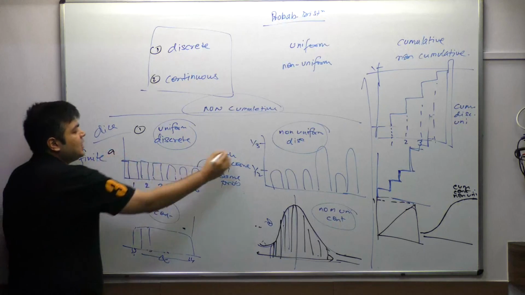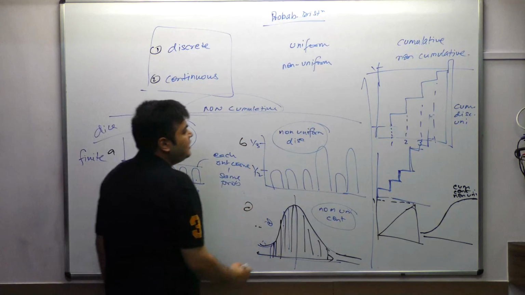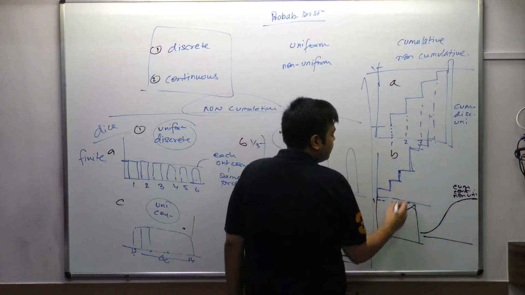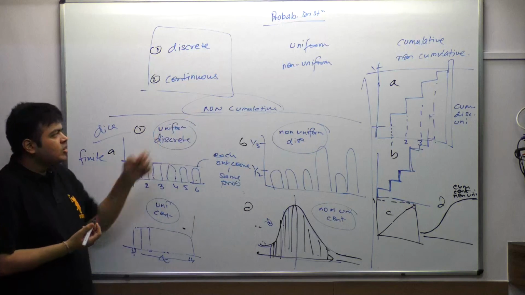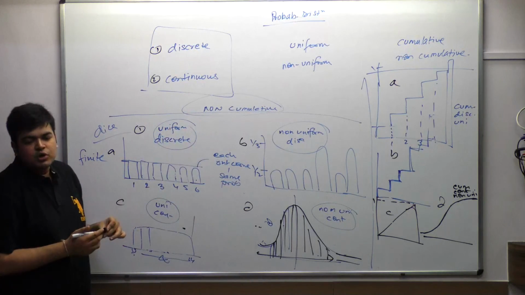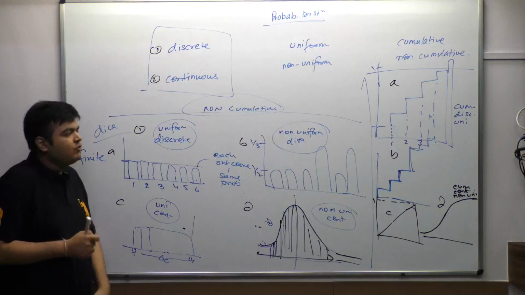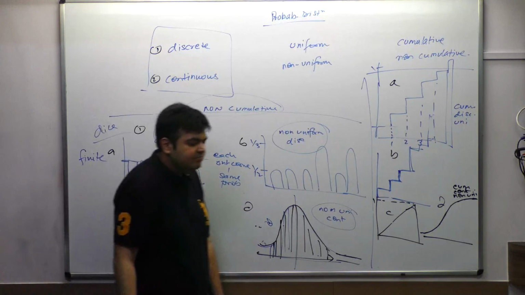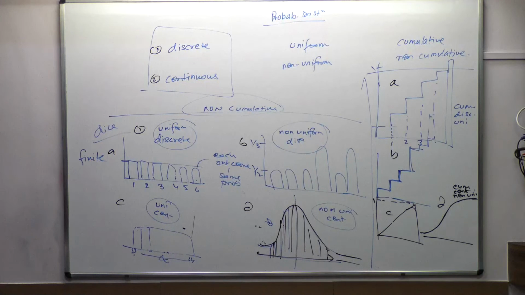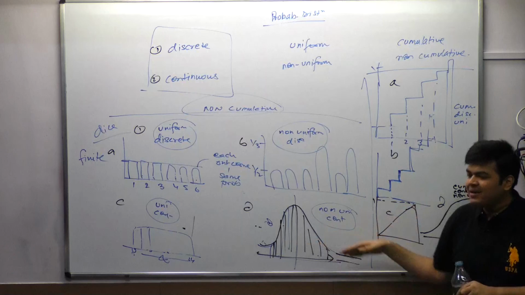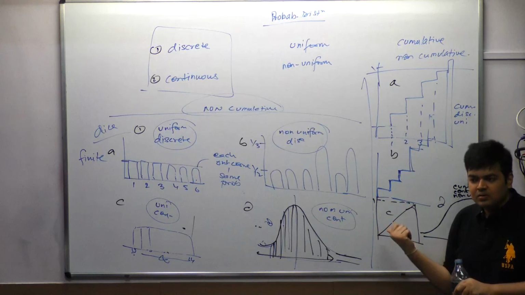So if this is A, B, C, D, this is the corresponding A, B, C, D. This ABCD is the non-cumulative version, and that ABCD is the cumulative version. I'll give you 2 minutes, take it down, I'll revise this part again. Yes, cumulative has to be always increasing. It will be constant when the probability of the remaining variables is 0. When will it be flat? When there is no more probability left to add, when it has reached 1.